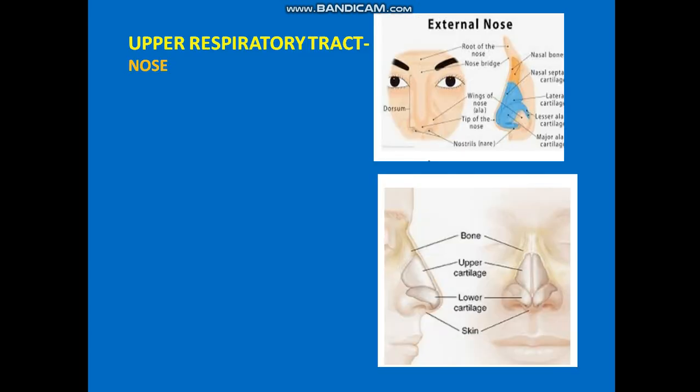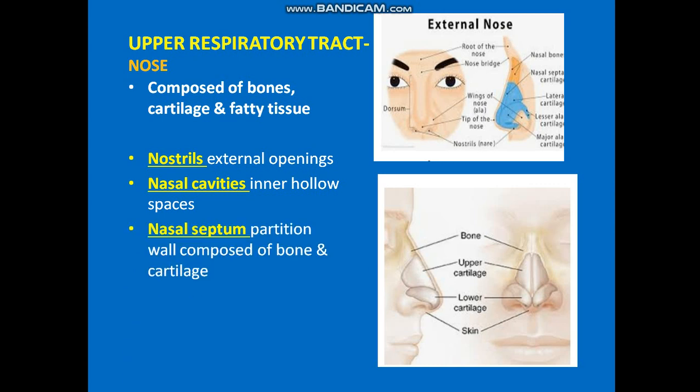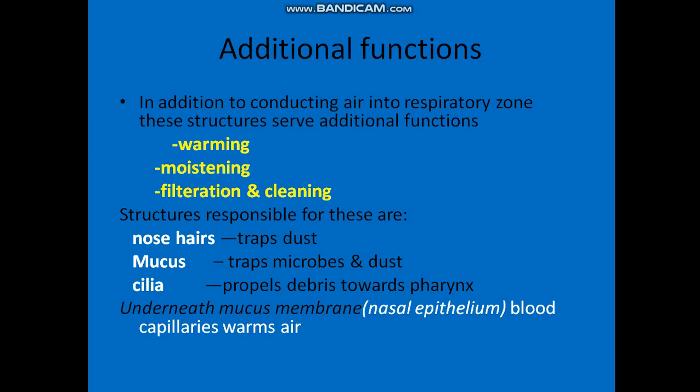The first organ of upper respiratory tract is the nose, which is composed of bones, cartilage, and fatty tissue. Opening of the nose are called nostrils, while inner hollow spaces are called nasal cavities. The nasal cavities are partitioned by a wall which is made up of bone and cartilage. This wall is called nasal septum, and vestibule is the anterior part of nasal cavity which has nasal hair. If we touch our nose in between ears, it is hard, indicating bone. And the lower part of the nose is flexible. It is made up of cartilage.